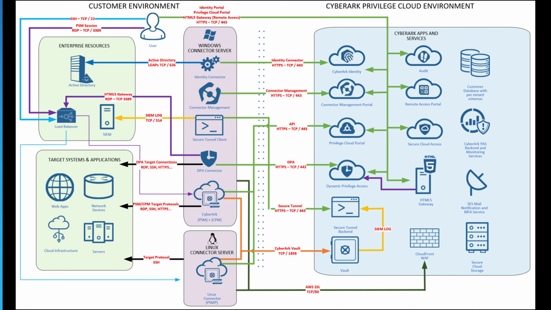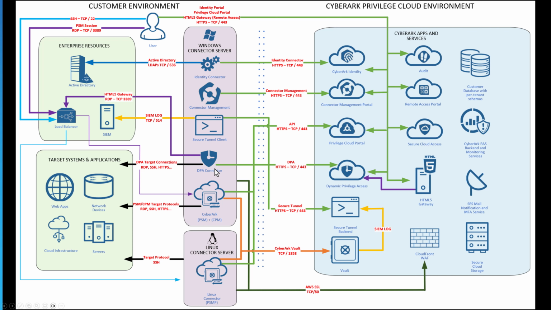So here's the architecture diagram of Privileged Cloud, and what I want to focus on is the DPA here. So this is new. We've covered all the other services on the Windows Connector server in a previous video. So DPA is a new service that will sit alongside the other CyberArk services. You could put DPA on a separate server altogether. There's nothing wrong with that. But in my lab, we're just going to put it on the same server.